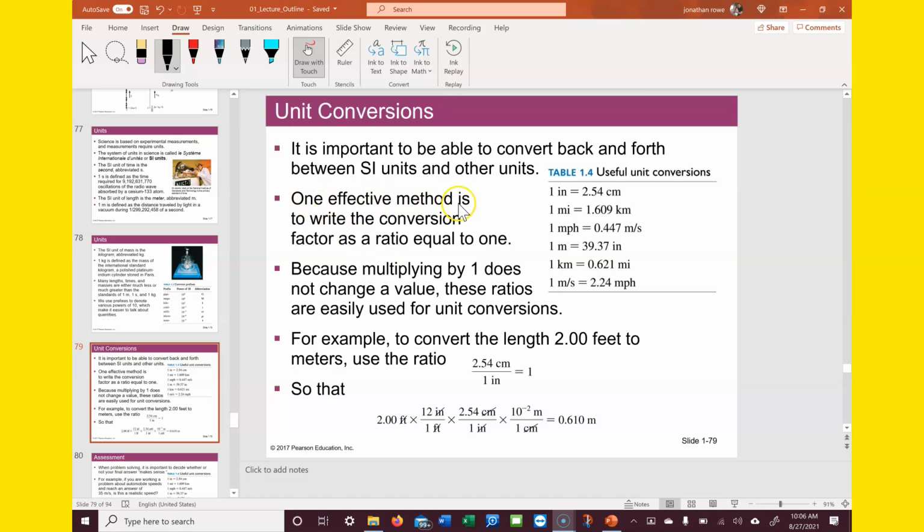So one effective method is to write the conversion factor as a ratio equal to 1, because multiplying by 1 does not change a value. These ratios are easily used for unit conversions. Hopefully you've done this in some previous classes.